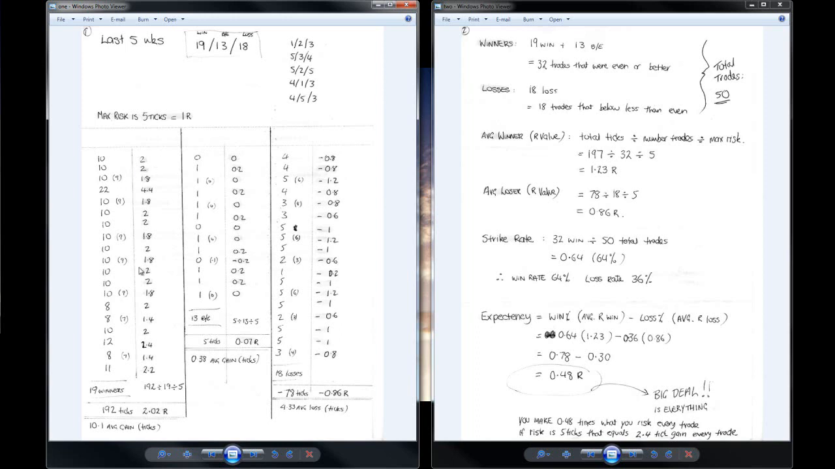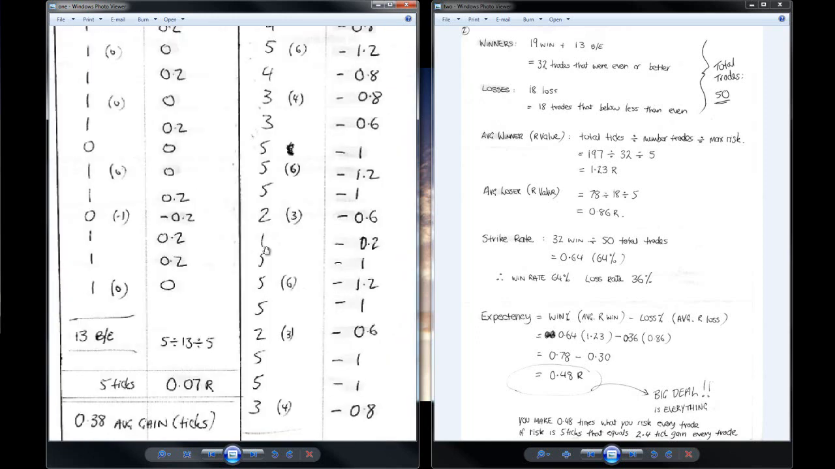Okay, so 3 major columns here. This is the 50 trades divided into winning trades, center column break-even trades, right-hand column losing trades. Okay, and you can see each column.